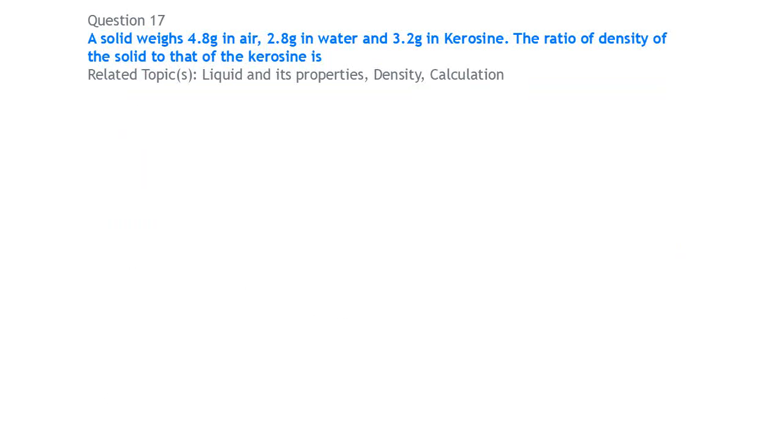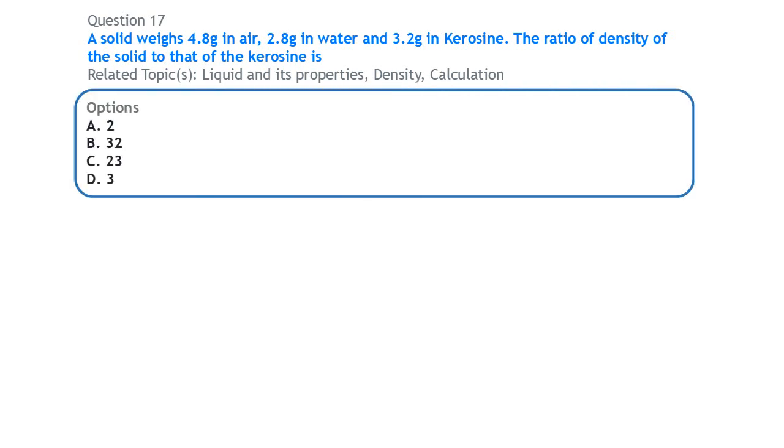Next, a solid weighs 4.8 grams in air, 2.8 grams in water, and 3.2 grams in kerosene. The ratio of density of the solid to that of the kerosene is, we have option A 2, B 2/3, C 2.0, B 3/2, C 2/3, and D 3.